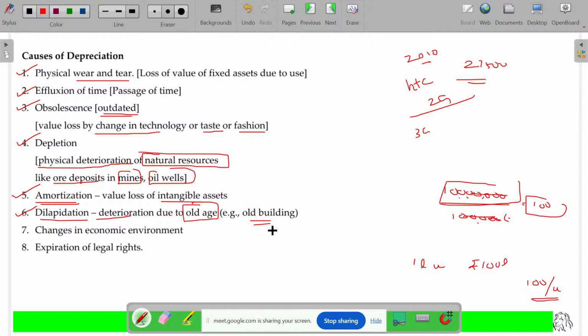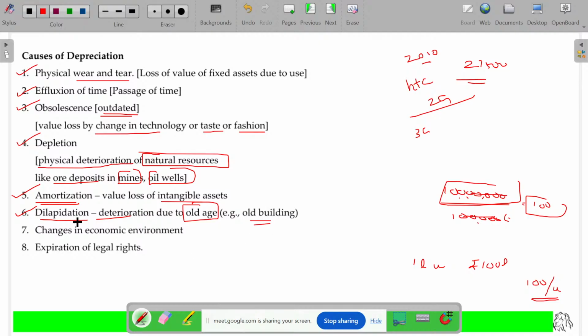It's not suitable for living anymore. At any time it may get damaged, the floor may be weak or the roof may fall on your head and endanger your life. So those things are called dilapidated. Due to that, the value may be lost. That is dilapidation.